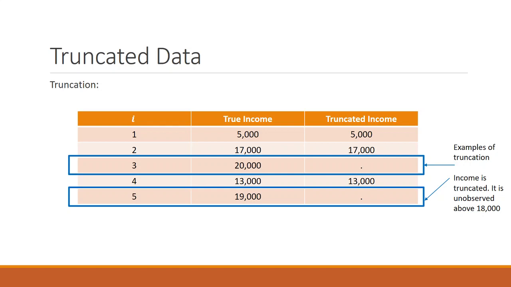Now, it might be that just the dependent variable is missing, but we have information on other variables, like independent variables. Or it could be that we don't even have any information on the independent variables. We just simply have no information whatsoever on those individuals. Either way, what we have is that the data is truncated. It's truncated at some threshold.